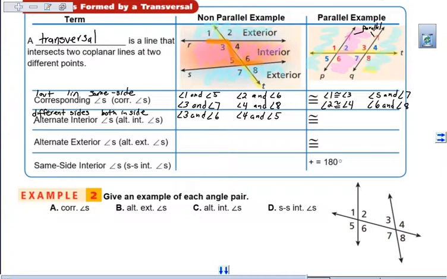On the parallel example, our alternate interior angles would be angle 2 and angle 7, and they are also congruent to each other. The other set would be angle 3 and angle 6, and they would be congruent to each other. And we only know that they're congruent when we have parallel lines being intersected.